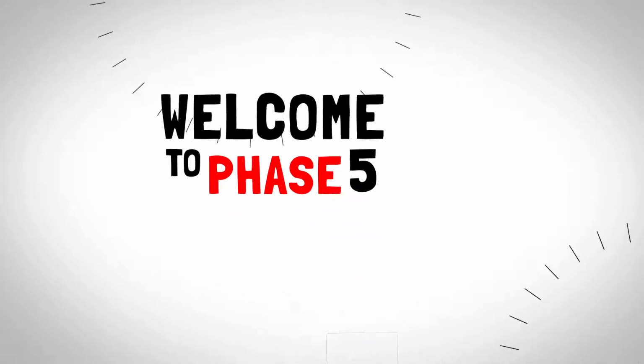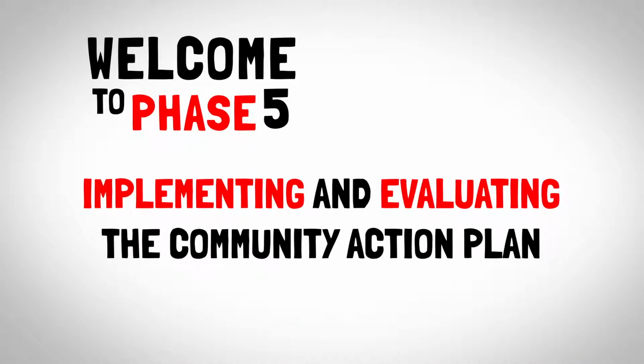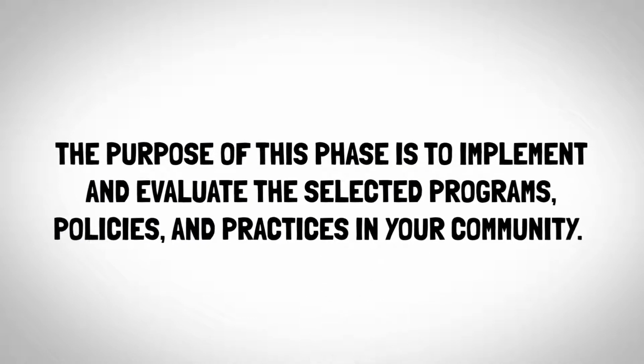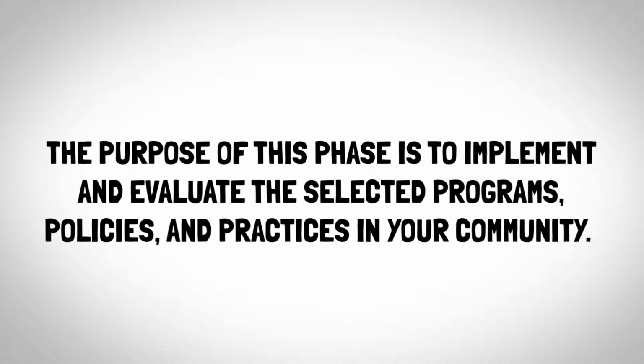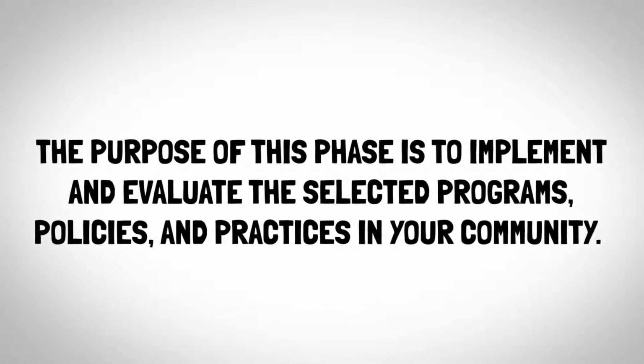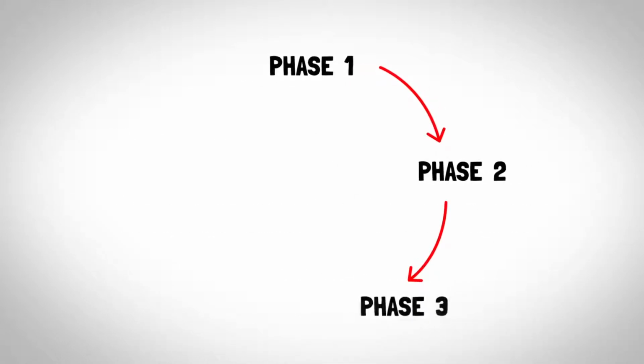Welcome to Phase 5, Implementing and Evaluating the Community Action Plan. The purpose of this phase is to implement and evaluate the selected programs, policies, and practices in your community. Your CTC coalition has come a long way.